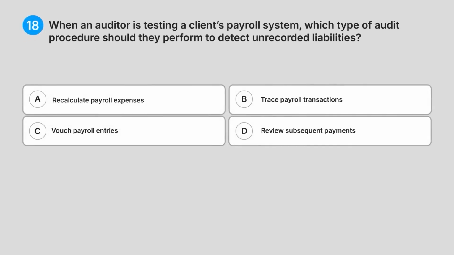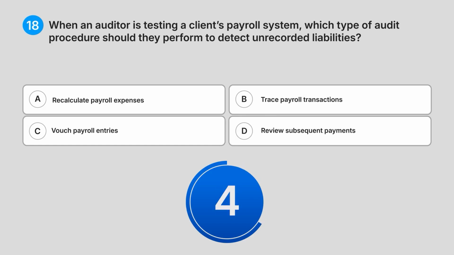18. When an auditor is testing a client's payroll system, which type of audit procedure should they perform to detect unrecorded liabilities? A. Recalculate payroll expenses. B. Trace payroll transactions. C. Vouch payroll entries. D. Review subsequent payments. Can you guess the answer?